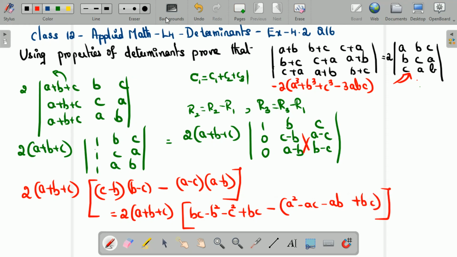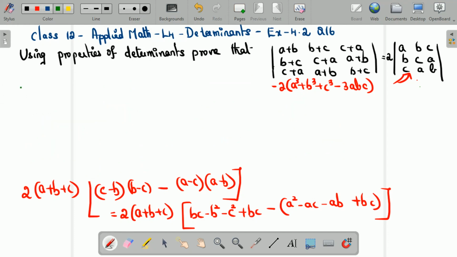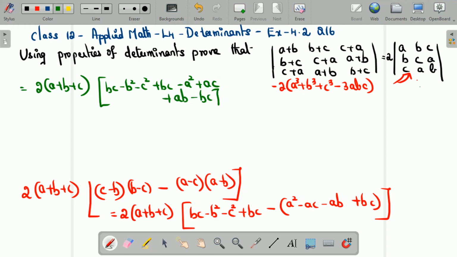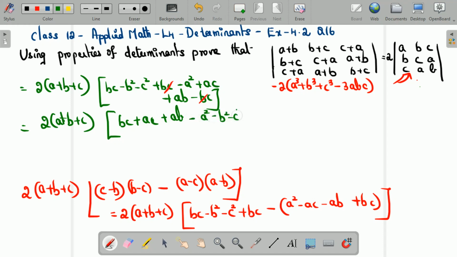So now let's remove the minus sign from the bracket and write this as 2 into (A + B + C). Now this side it is BC − B² − C² + BC − A² + AC + AB − BC. So now we can cut off this + BC and − BC. So the answer is going to be 2 into (A + B + C). This side it is BC + AC + AB, and there is a − A² − B² − C².